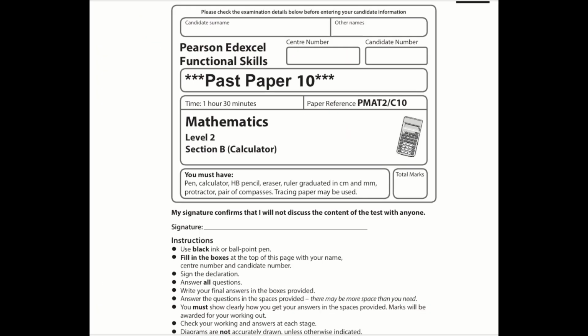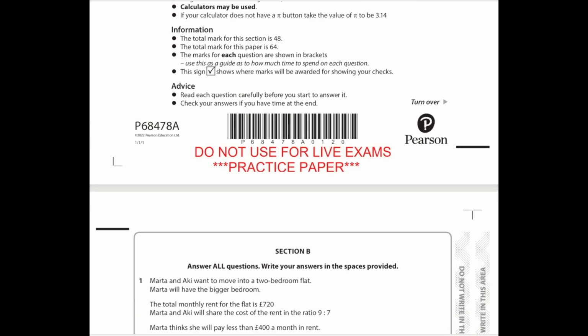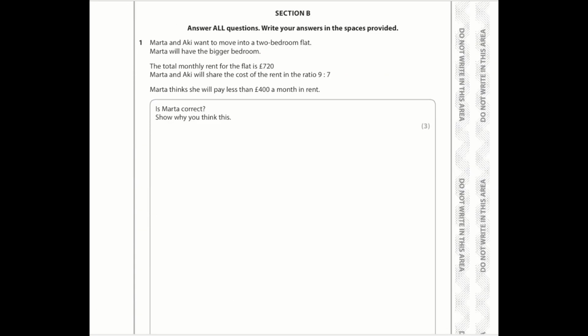This is section B, which is the calculator section, and this is from past paper 10. So let's take a look at the first question. Okay, so they're sharing the rent in a ratio of 9:7. So the ratio is Marta to Aki, and it is 9:7. So what fraction of the rent does Marta pay?